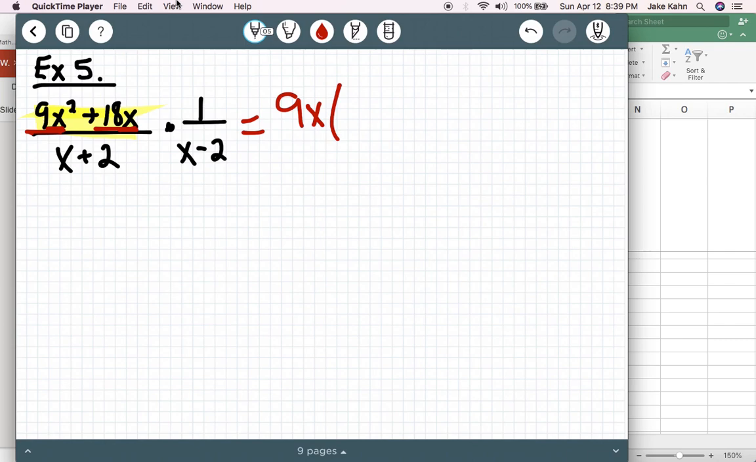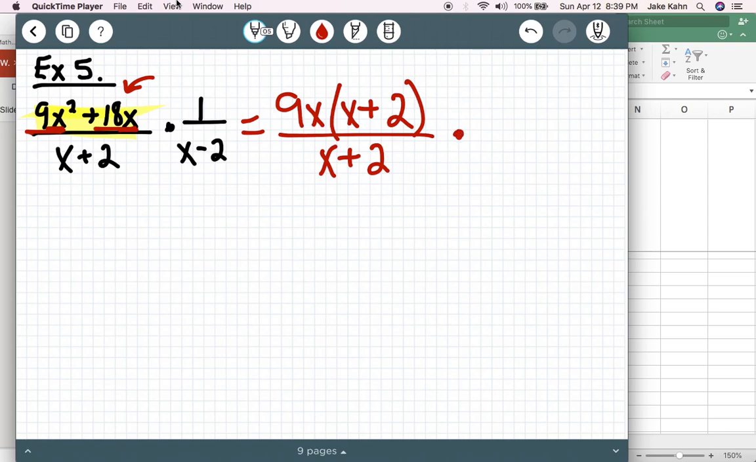What goes on the inside? Well, 9x times x will give us 9x squared, and 9x times 2 would give us the 18x. So on top of that first fraction we have 9x over x plus 2. X plus 2 on bottom. Can we factor it? The answer is no. Okay, second fraction. On top we have 1 that can't be factored. On the bottom we have x minus 2 that cannot be factored.